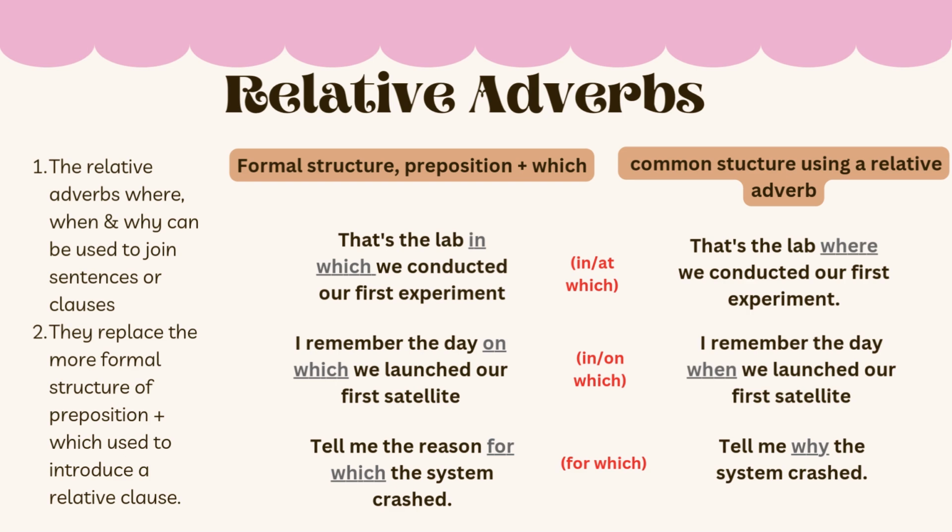The first one is: that's the lab in which we conducted our first experiment. The words in which, we replace with where. So it becomes: that's the lab where we conducted our first experiment. The same goes with the second and third examples. If you look at the red color, in or at which, we can replace it with where. In or on which, we can replace it with when, and for which we usually use why.